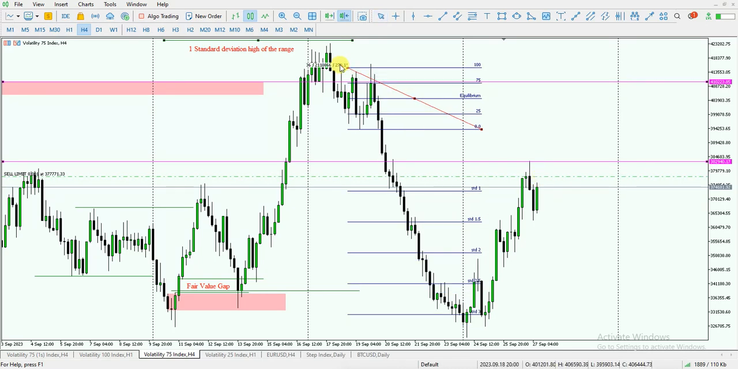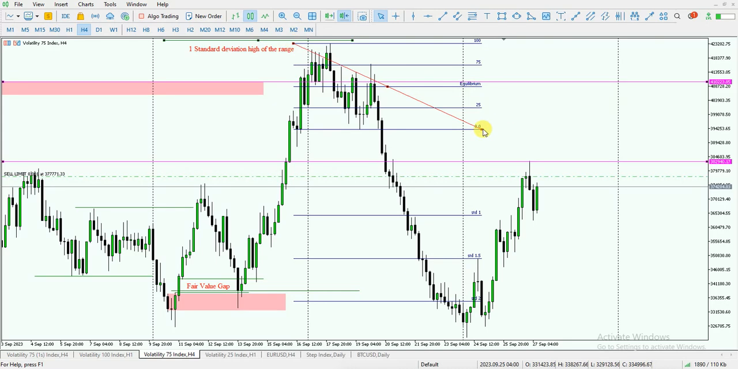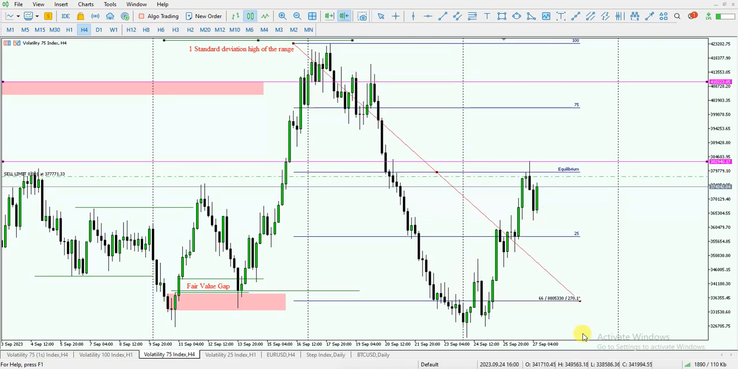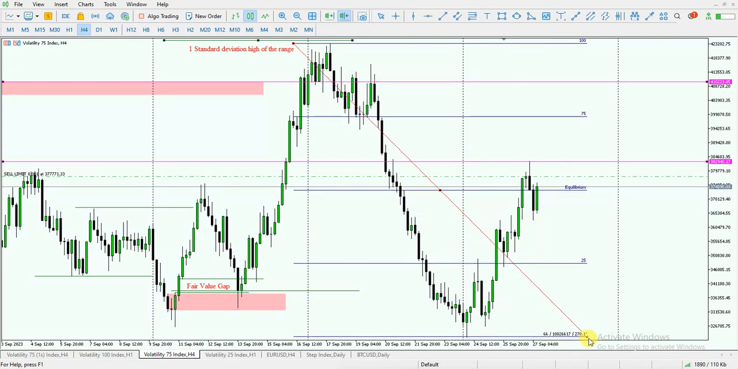So you could see this range now. We have price taking down the buy side liquidity resting in here and taking down the sell side liquidity resting in here. So I have this long range as my new dealing range.